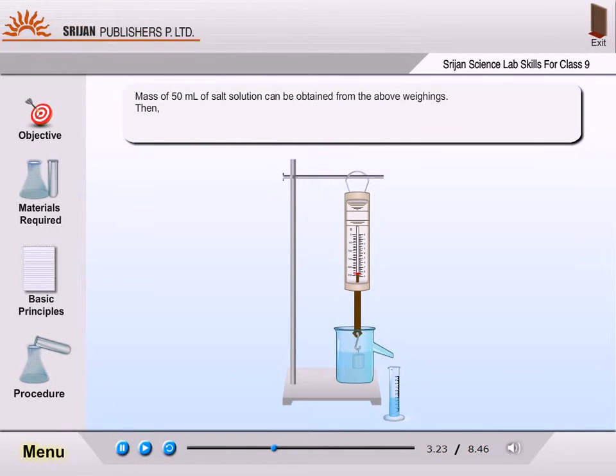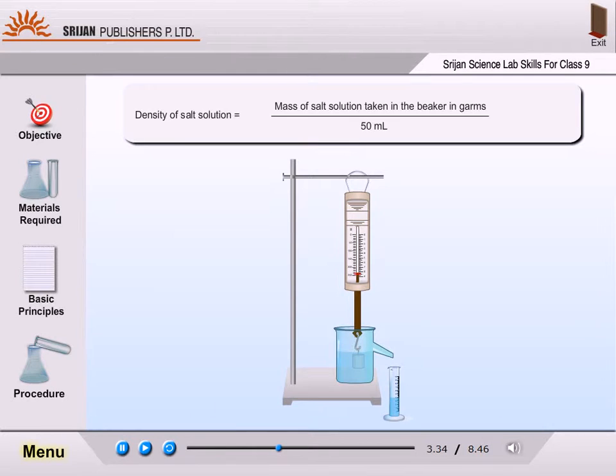The mass of 50 ml of salt solution can be obtained from the above weighings. Then, density of salt solution is equal to the mass of salt solution taken in the beaker in gram upon 50 ml.